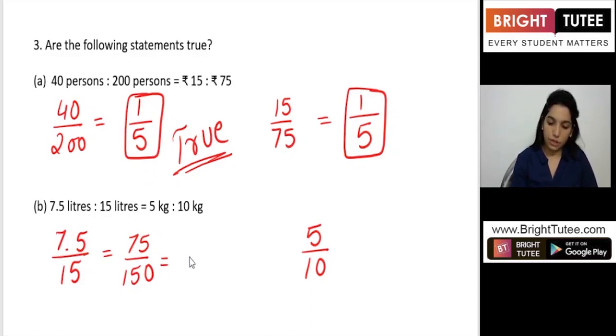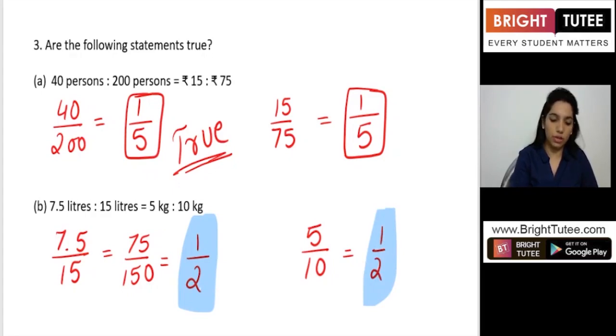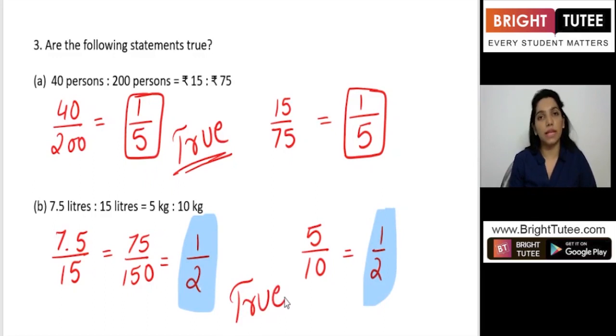On simplification, we can see that here we have 75, and 75 times 2 is 150. So we can divide the numerator and denominator by 75. This gives 1 over 2 as the answer. Now again 5 over 10. 5 is what we can divide both the numerator and denominator with. So it's 1 over 2 here again. So what do we get? We get the same ratios for both these given ratios, and thus this particular statement is true as well. Okay. Now moving ahead.